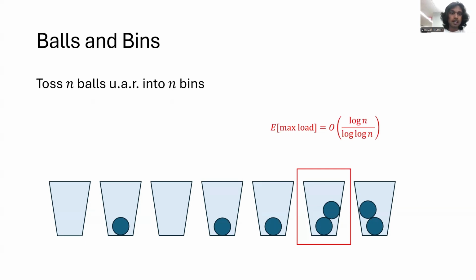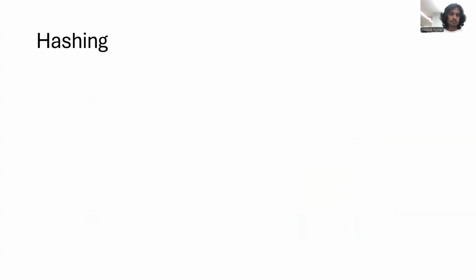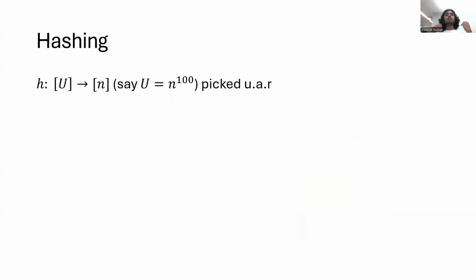I'll now discuss the application to hashing. In hashing, we're usually trying to hash a very large universe, say n to the 100 elements, to just a small number of bits, like log n bits, and we want to minimize the number of collisions. Let's say our hash is just a uniformly random map taking u elements to n elements. And now let's say we have a set of n arbitrarily picked balls in our universe.